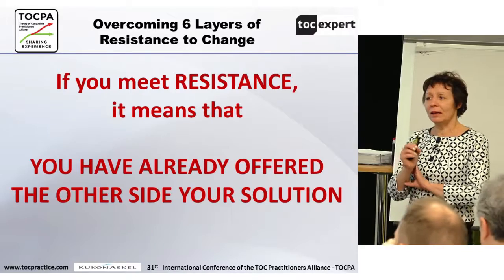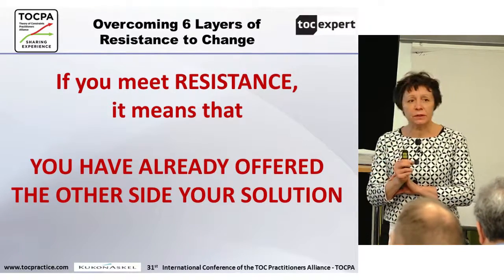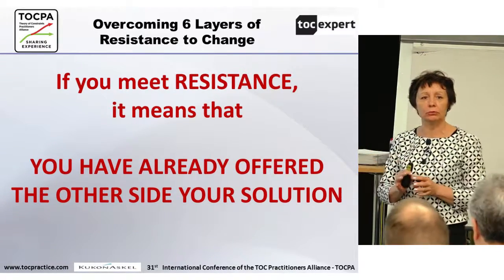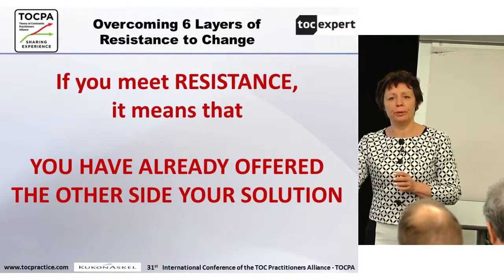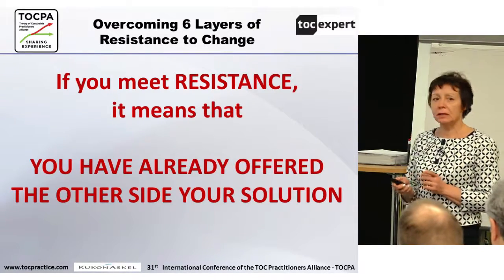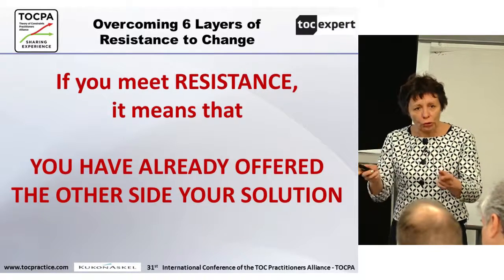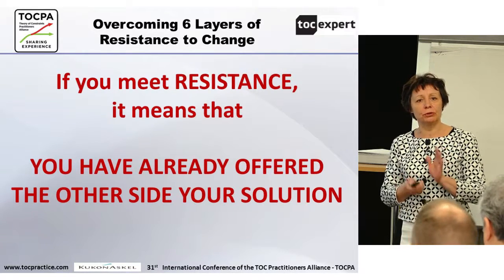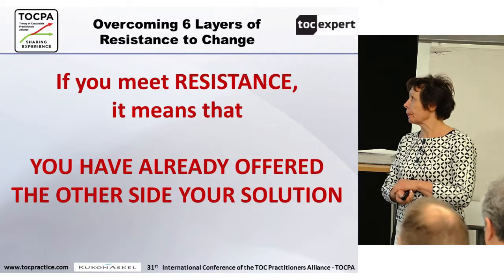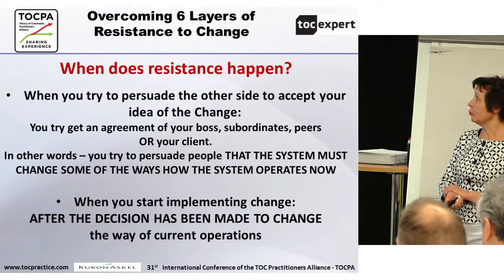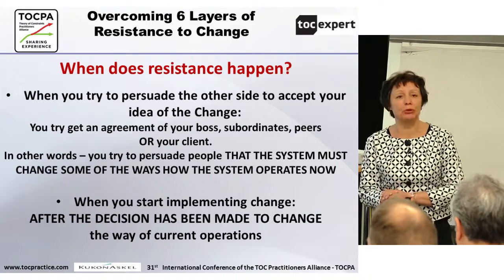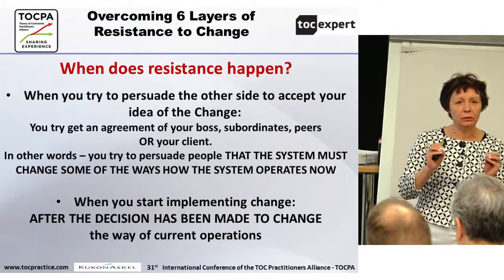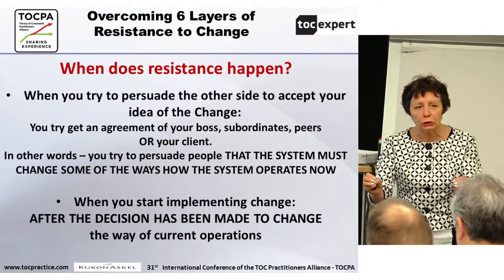So the key message is, if you meet resistance, it means that you have already offered the other side your solution. The other side could be whoever, your peers, your boss, your subordinates, but they must know already what you want to offer, and they don't agree. This is when we start referring to the resistance. So when does resistance happen? When you try to persuade the other side to accept your idea of change, which means no actions are taken yet. You only have an idea, and you try to persuade them that it's good and they should take it.